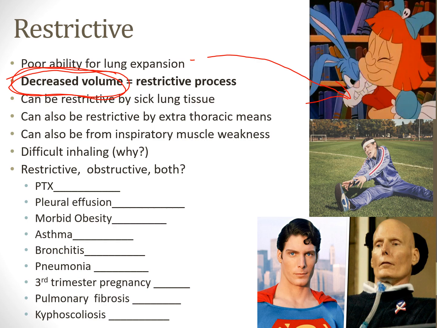It can also be restrictive by extrathoracic means, right? By pleural effusion squishing in, or a pneumothorax squishing in, or a kyphoscoliosis squishing in, restricting the ability for the lungs to expand from the outside. Ileus or ascites or anything like that. So it can be pulmonary tissue or extrapulmonary. It can also be from inspiratory muscle weakness, like we see with neuromuscular issues, spinal cord injury patients, things like that. Their ability to expand their chest wall is limited because they don't have that strength, or there's something else going on there. These patients overall will have a difficult time inhaling.